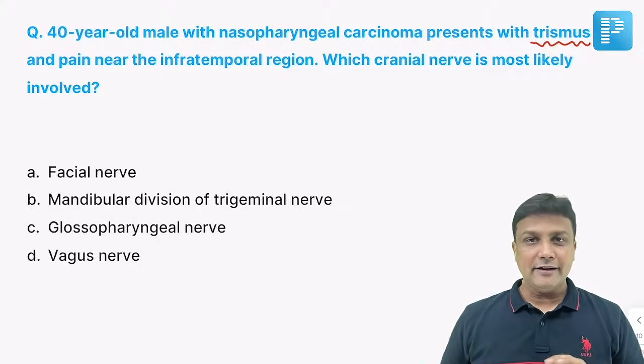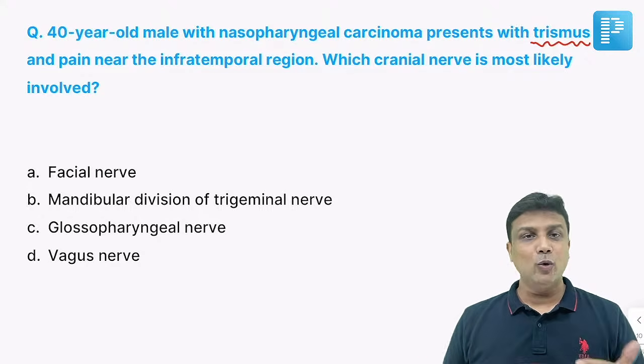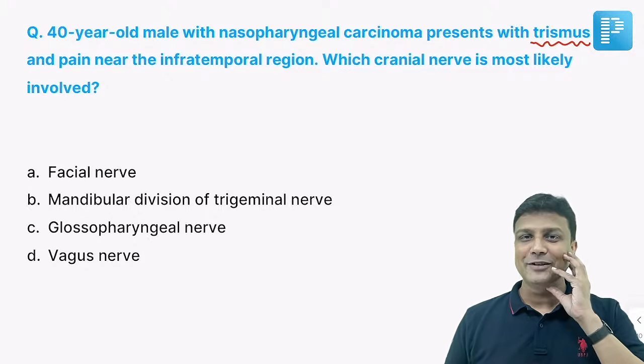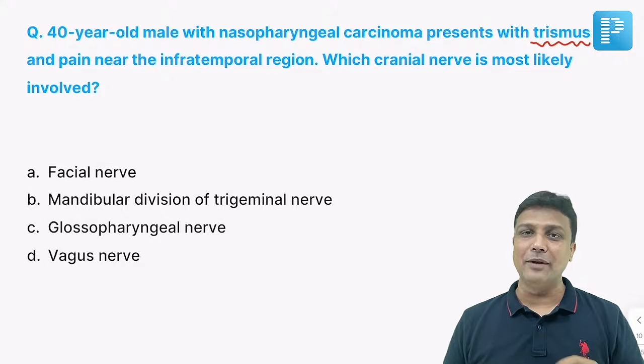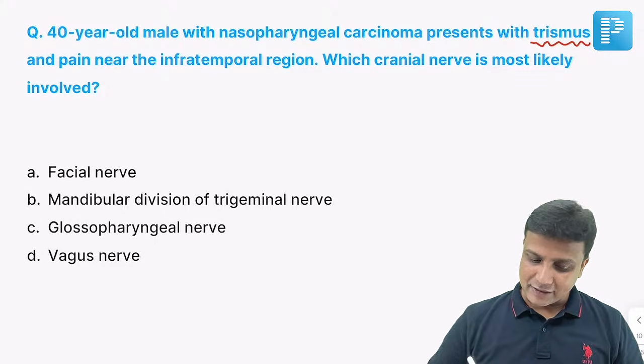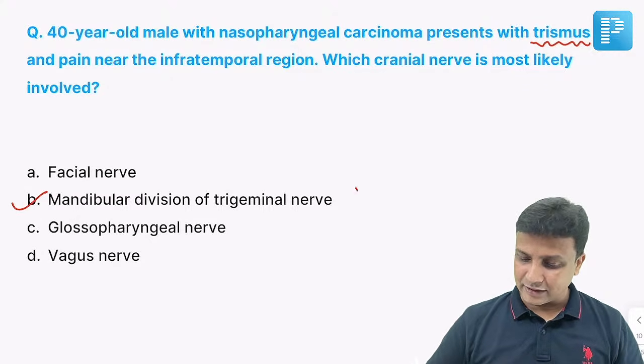Now here in trismus, if medial pterygoid is involved, we know very well, yes, my dear friends, all the muscles of mastication will be supplied by which nerve? That will be supplied by the mandibular nerve. That is your V3. So the correct answer here will be V3, that is your mandibular nerve.